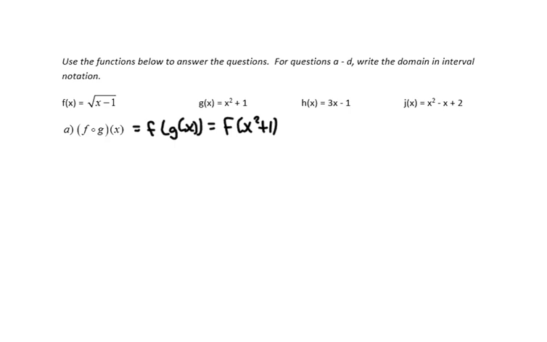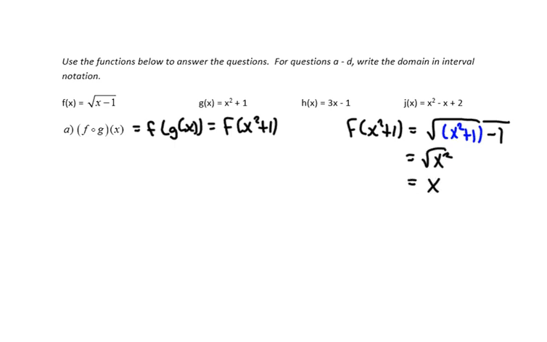So now let's do f of x squared plus 1 on the side here. So that is the square root of x minus 1, but I'm going to replace x with x squared plus 1. 1 minus 1 is 0, so I have the square root of x squared, and the square root of x squared is x. So the composition of these two functions is equal to x.